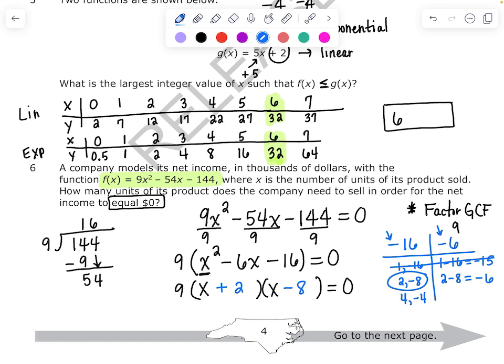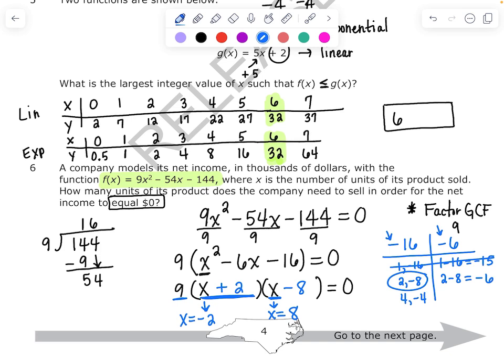We still need to solve to find the zeros. So we know to get a product of 0, we would have to multiply by a 0. The 9 will never equal 0, so the 9 is out. But this group, we could get a 0 if x is the opposite of positive 2. So this x would need to equal negative 2. This x value would need to be the opposite of negative 8, so x could equal positive 8.